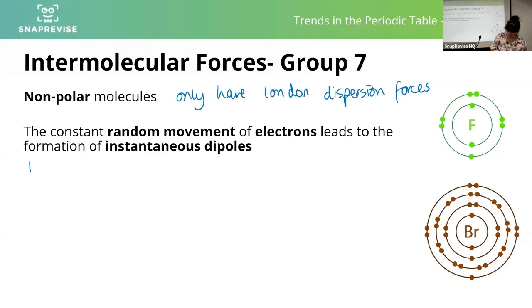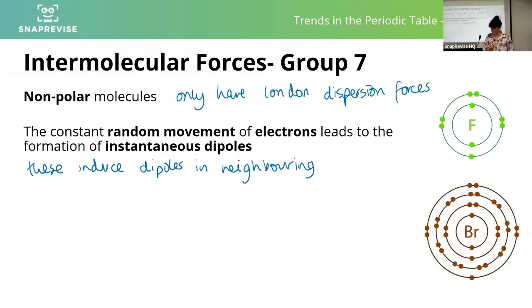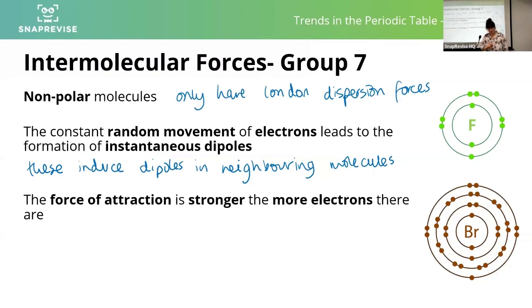These instantaneous dipoles induce dipoles in neighboring molecules. So they cause a dipole to occur in a neighboring molecule by attracting or repelling electrons. And the force of attraction is stronger when you've got more electrons within the molecule. If you've got more electrons, you can have a bigger dipole, you can have a greater charge difference. If you've got a greater charge difference, you've got greater attraction. So the force of attraction is stronger the more electrons there are.